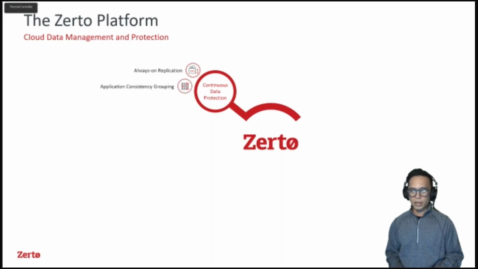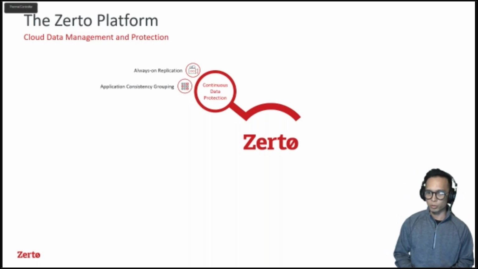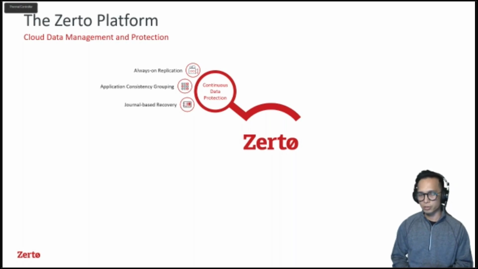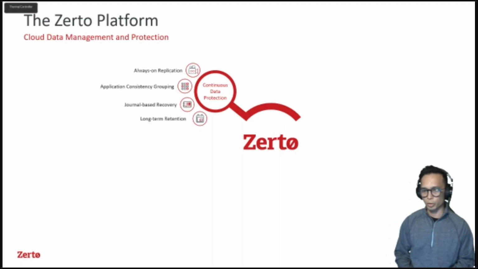We've also got application consistency groupings. We'll talk a little bit about that further down in the presentation and explain what that means and how we leverage it. And we are journal-based recovery. So we're not snapshot-based. We don't do point in time snapshots of your data to replicate it. This is just always on. It's at the hypervisor, and we also support long-term retention needs, so your backup use cases.